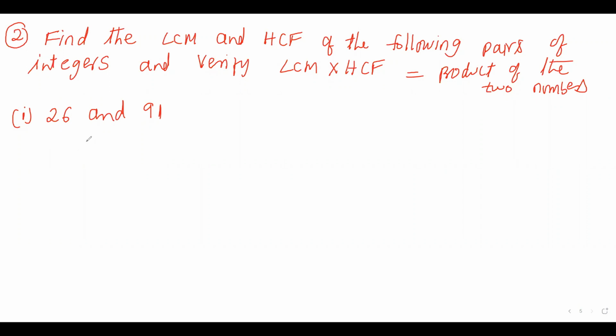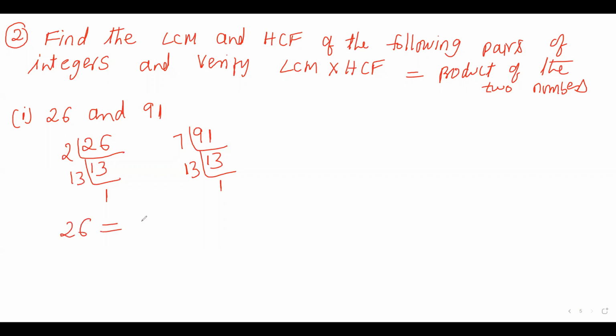Now let's find the LCM and HCF of these two given numbers. First of all, I will be factorizing 26: 13 2s are 26, 13 ones are 13. In the same way, I would be factorizing 91. 7 13s are 91. 13 ones are 13. Now factors of 26 are 2 into 13. Factors of 91 are 13 into 7.